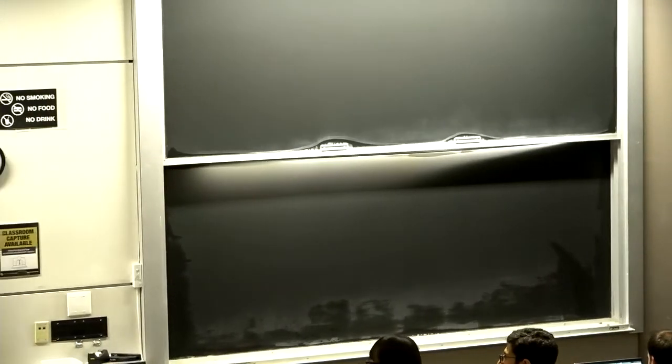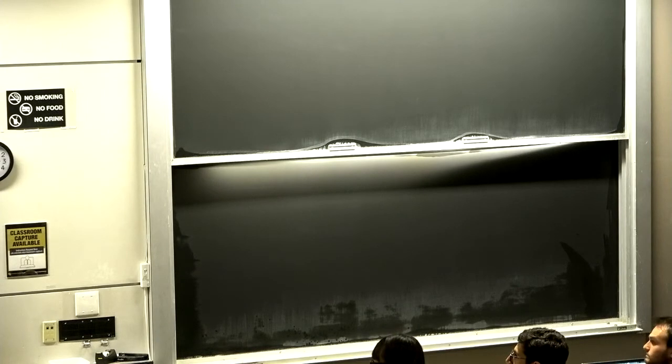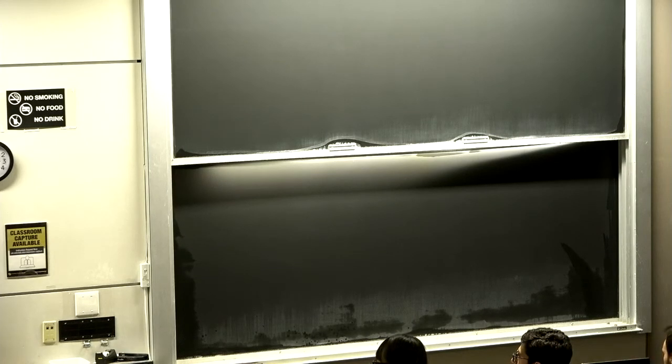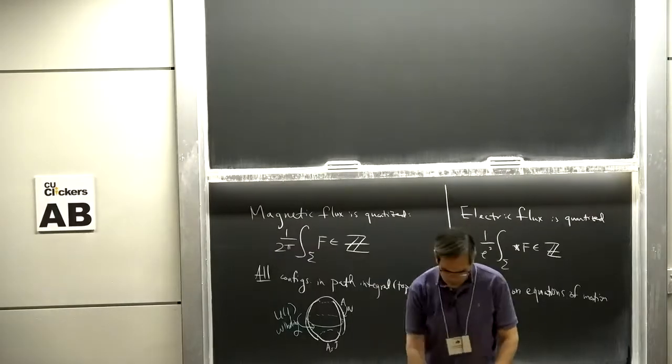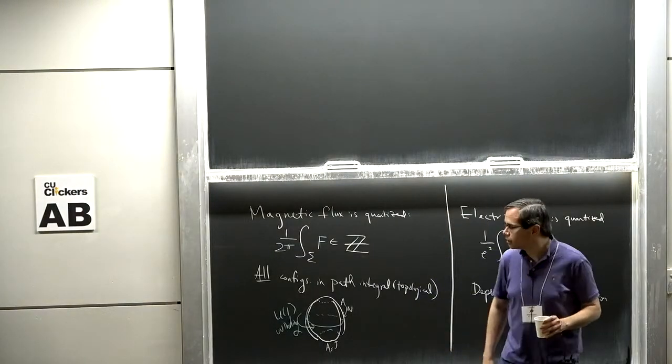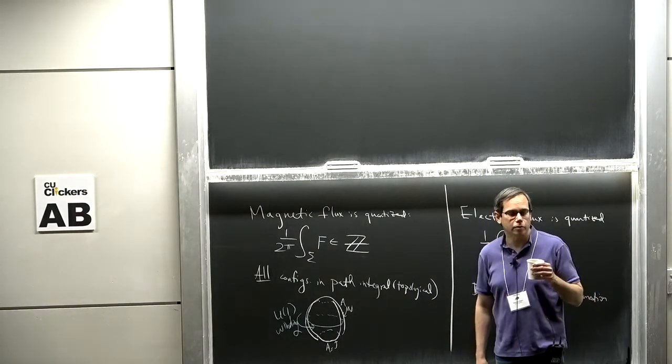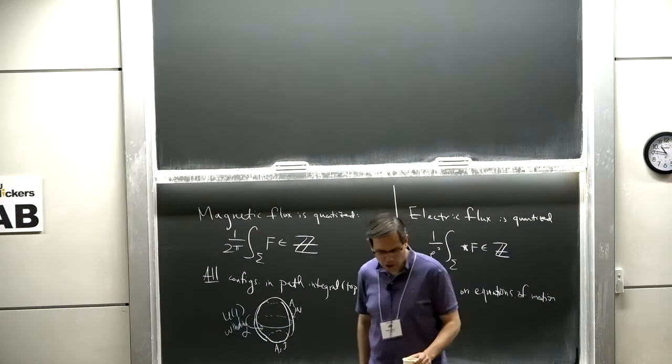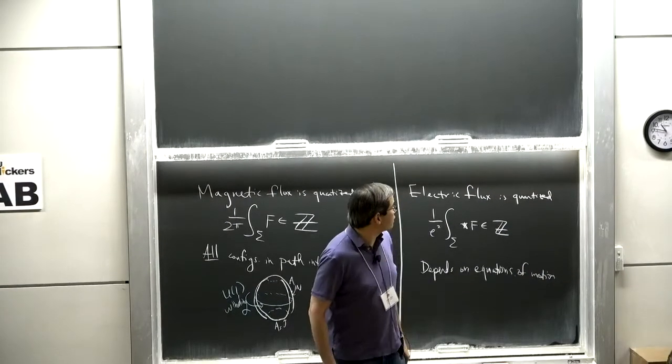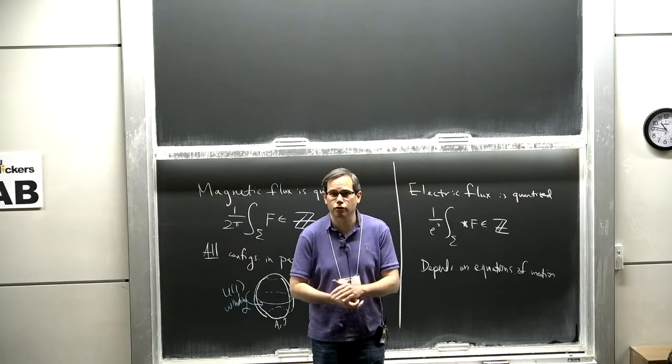Okay. I want to first pick up where we left off at the very end last time and say a couple more remarks about flux quantization. Then we're going to move on and talk about instanton number for abelian and non-abelian gauge fields and about the chiral anomaly, and hopefully at the end of the lecture about the strong CP problem.